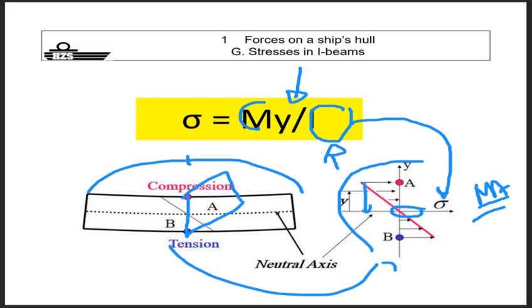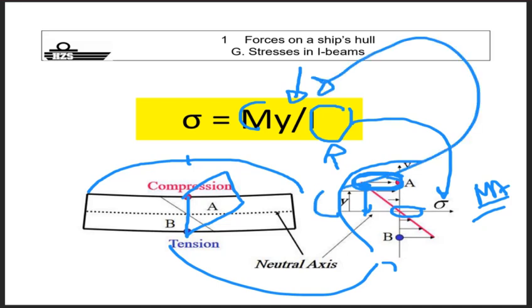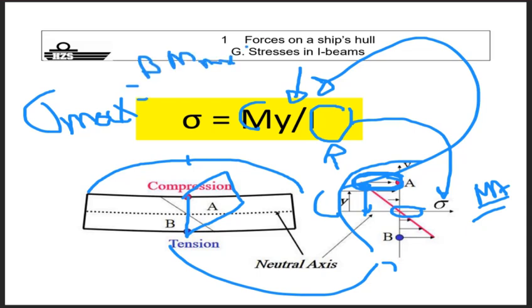The distance from the neutral axis is the biggest from this point onwards towards your weather deck, if you like. So it will be this y you have to put into your formula. And then you get the maximum stresses that your vessel is exposed to at a certain point. So the maximum stress is the bending moment max multiplied by y max divided by I.